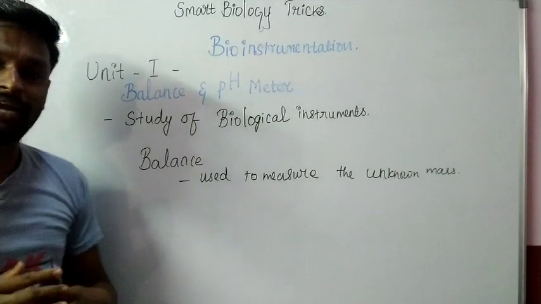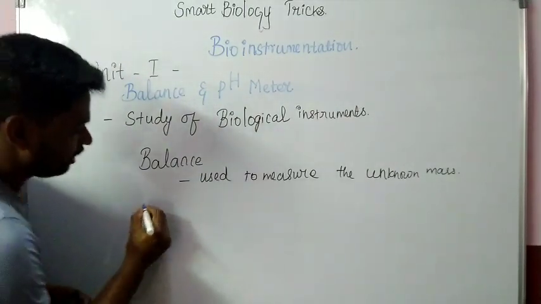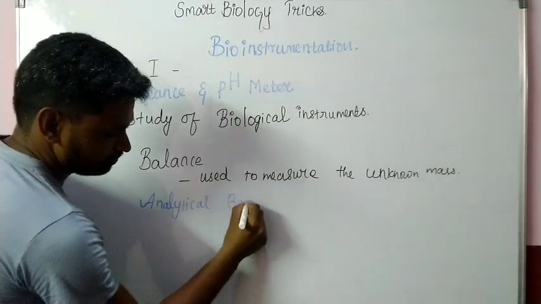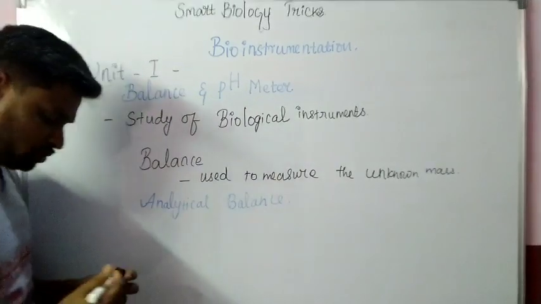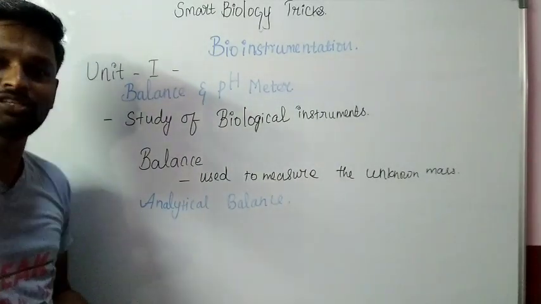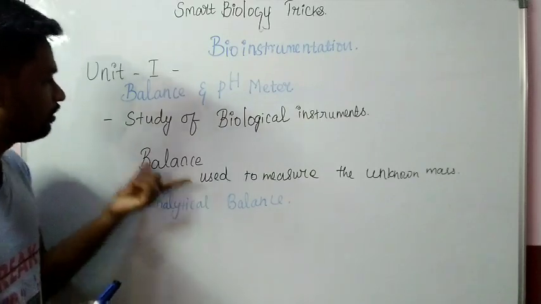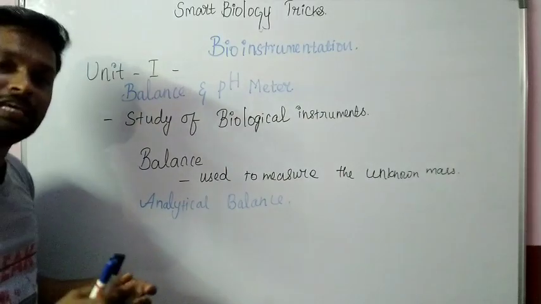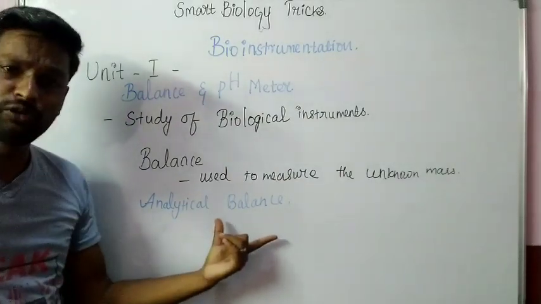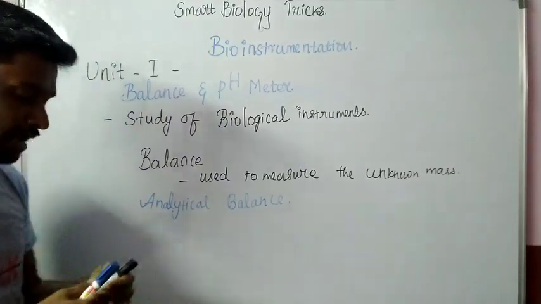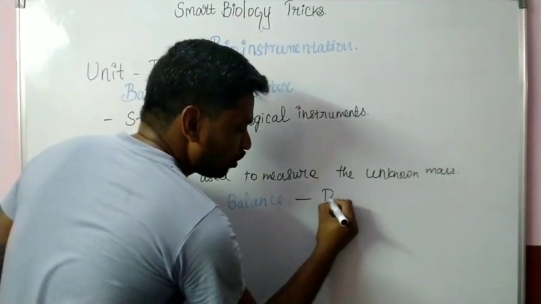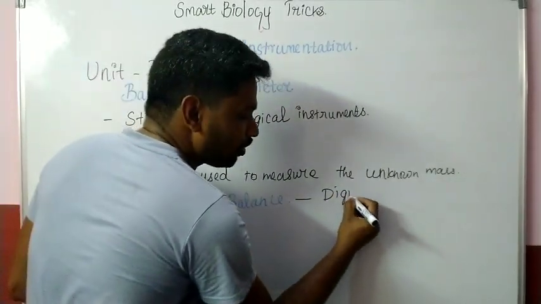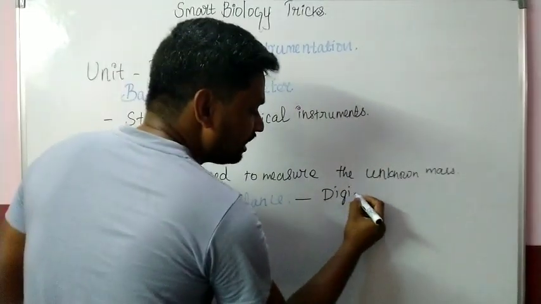There are different types of balance available. One of them is the analytical balance. In the modern world, all our laboratory instruments are modernized, so the instrument called the balance has also been improved. So we are using the analytical balance. This analytical balance is also called a digital balance, because whatever quantity you want to measure will be recorded and displayed in digital form.